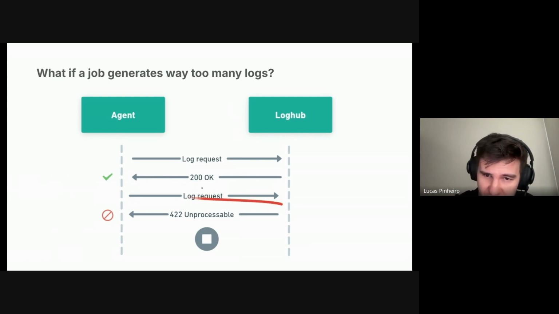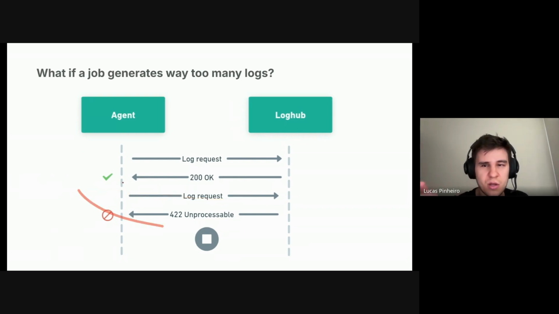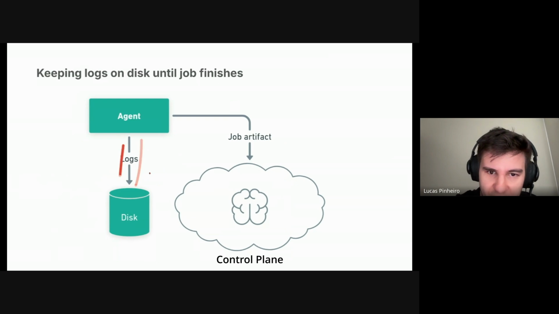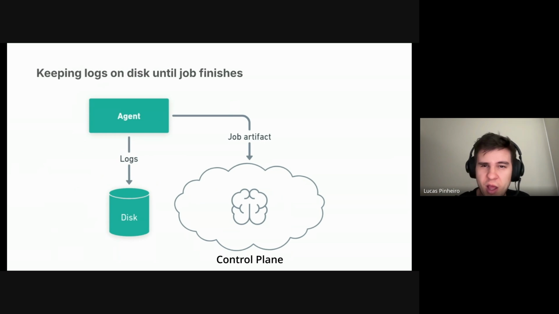And then after another request that pushes that over the limit, the Log Hub API will return a response saying that it should stop sending logs because it will start rejecting all of those requests now. But what if I really need those huge logs? Maybe I'm debugging something and I need all the logs that I can get. So what then? Do I just lose all those extra logs? Well, no. In this case, the agent will keep collecting the logs in its disk, and then after the job, you can configure it to send all those huge logs to the control plane via a job artifact.